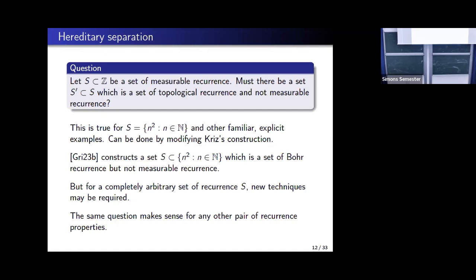But for a completely arbitrary set of recurrence S, it seems very difficult to answer this question. It's very hard to get your hands on recurrence properties of subsets of an arbitrary set of recurrence. And you can ask the same thing for any other pair of recurrence properties: is there this sort of hereditary separation?